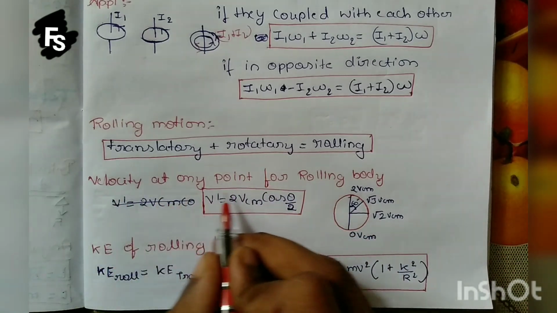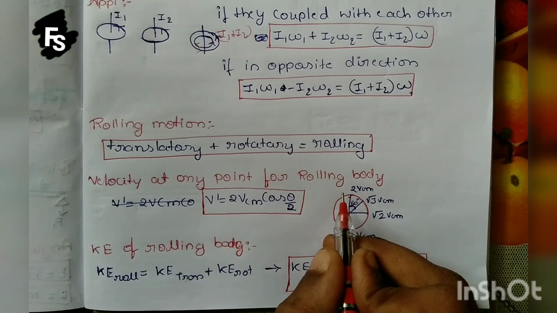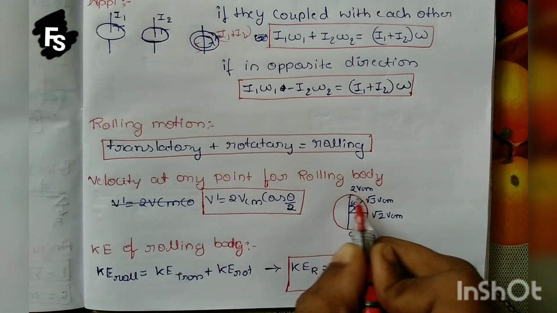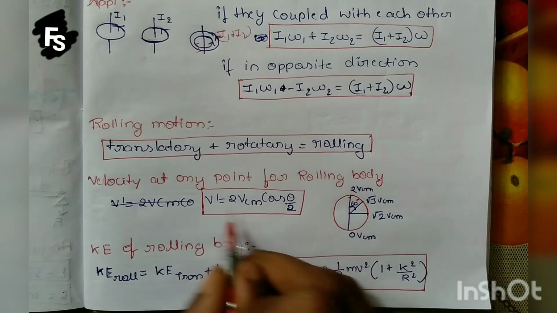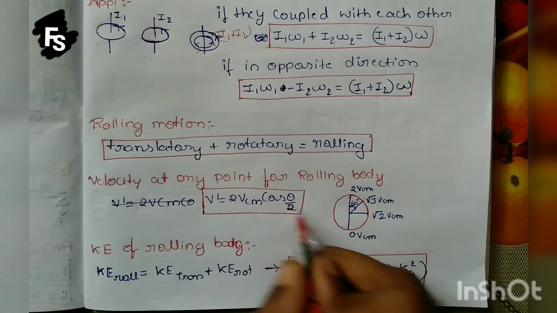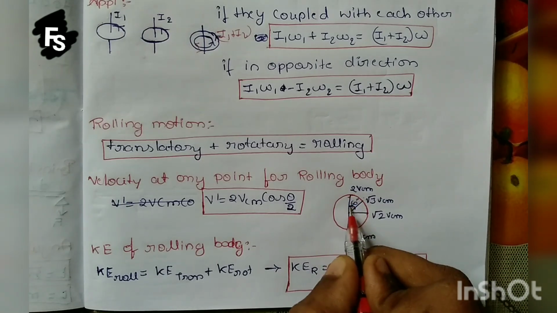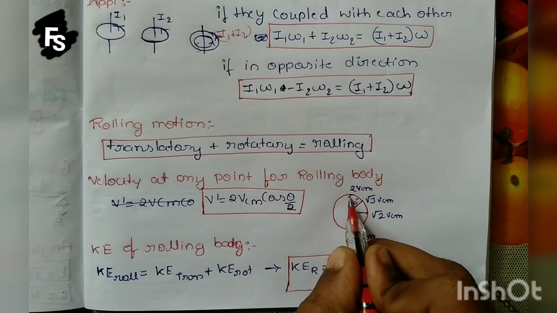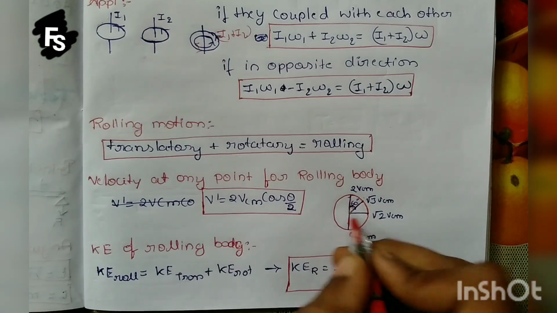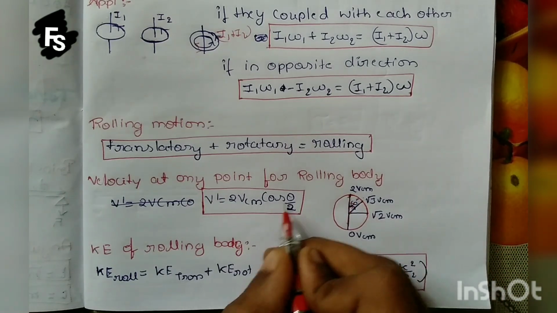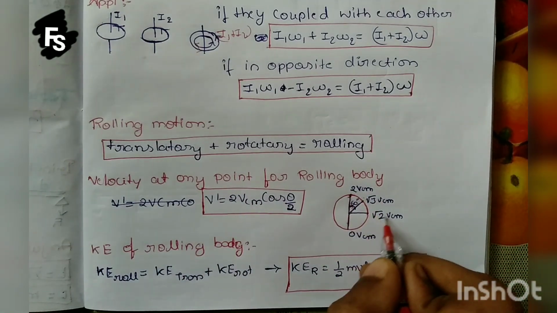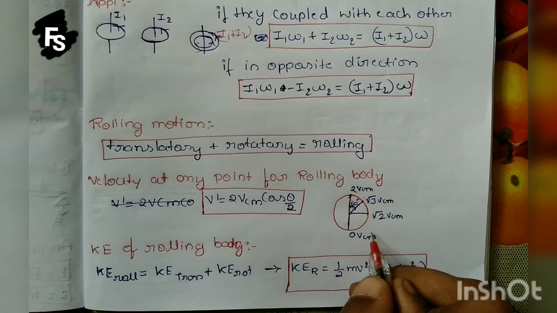Velocity at any point for a rolling body: if you want to find the velocity at any point on a rolling body, we use this formula. Here v dash is equal to 2 v sine into cos theta by 2, where theta is the angle between these. Between the diameter and the center, the point is here. For this point, according to this formula, we get 2 VCM. For this point, root 3 VCM. For this point, root 2 VCM. For this point, 0 VCM.